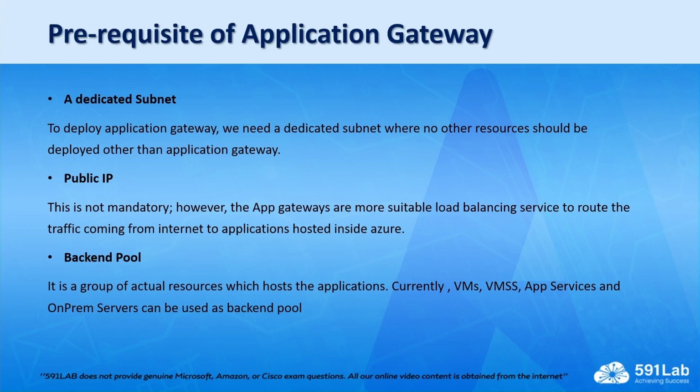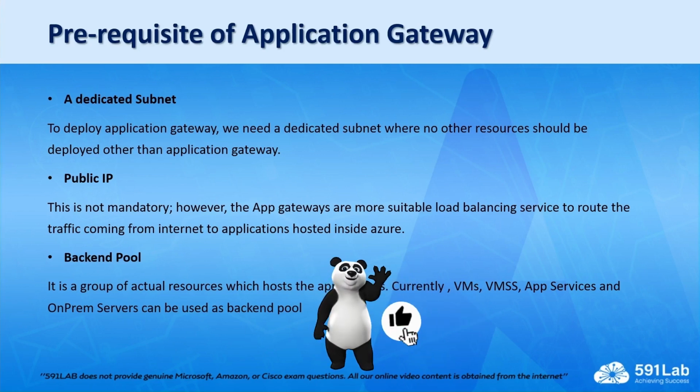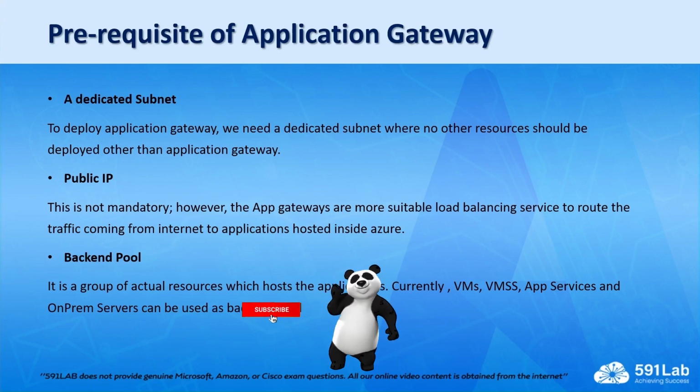Second prerequisite is public IP. This is not mandatory. However, Application Gateway is the most suitable load balancing service to route the traffic coming from the internet to applications hosted inside Azure. This public IP is going to help us when any traffic is going to come from outside the Azure organization or our organization.